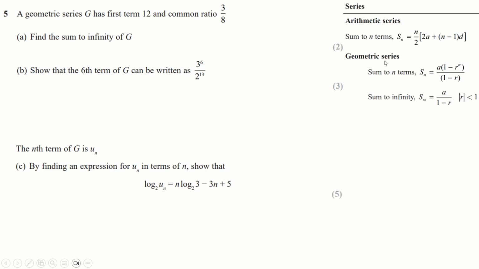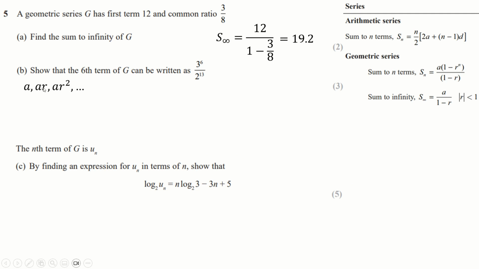Anyway, we've got some information about series here, so that's cool. Sum to infinity is this one, so it's literally just 12 over 1 minus that, type it in the calculator. The sixth term of G, now a geometric series starts A, then goes AR, then AR squared, and so on. So this is the first term, the second term, the third term. Notice how the terms are just one less than the term number as the power of R.